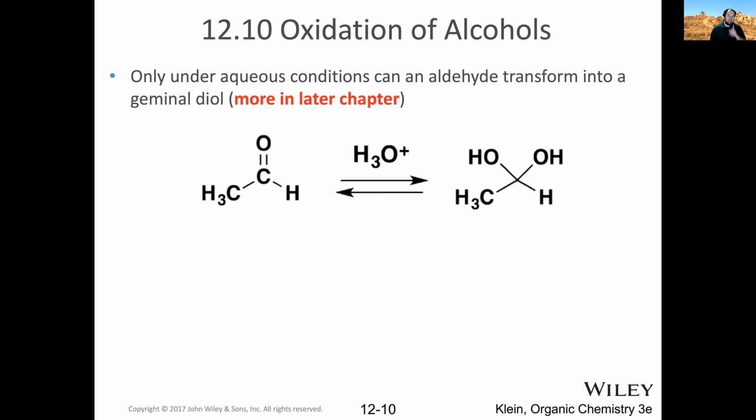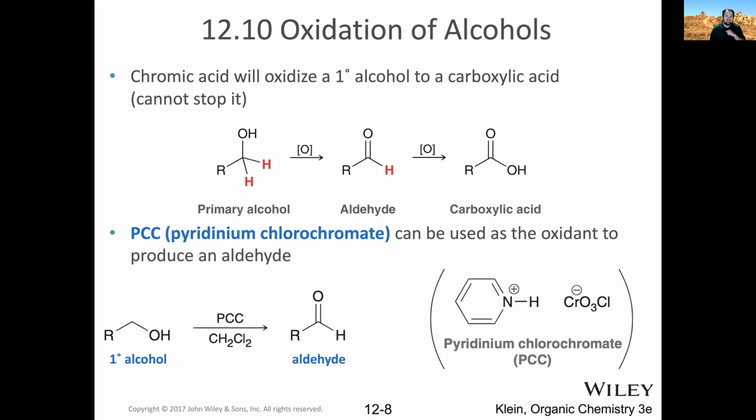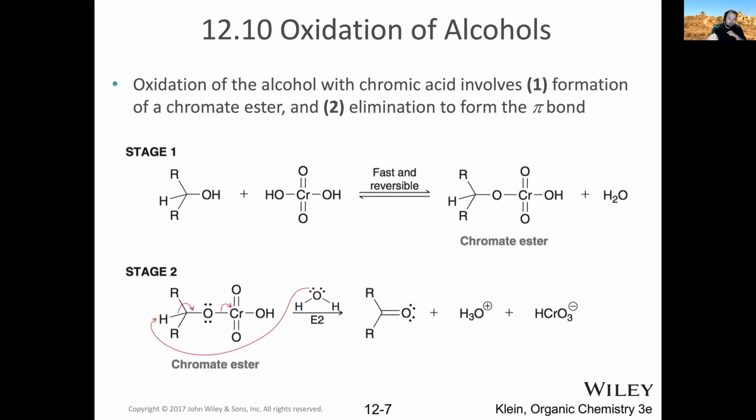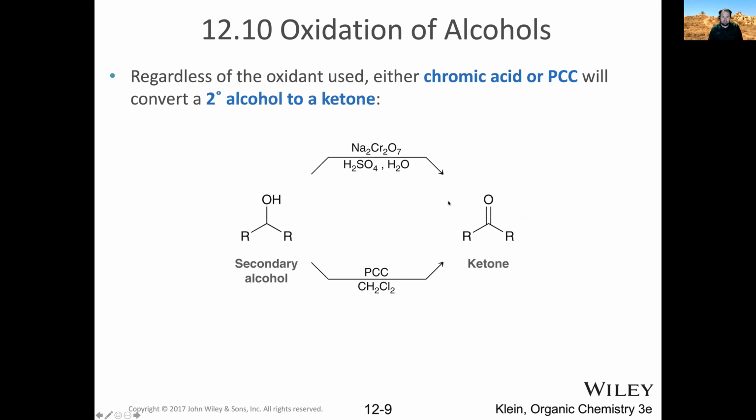And so that geminal diol, one of those OHs, is able to form the chromate ester. So now one of the OHs has become an oxygen that's bound to the chromium of the chromic acid. There's another OH located on that carbon, and then there's still that alpha hydrogen.